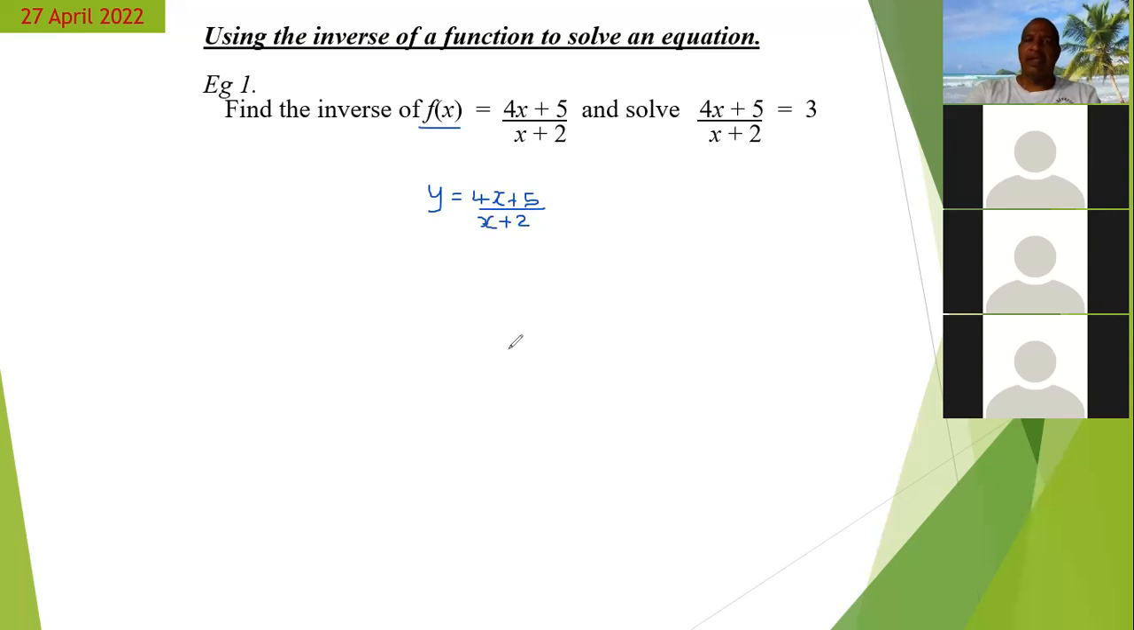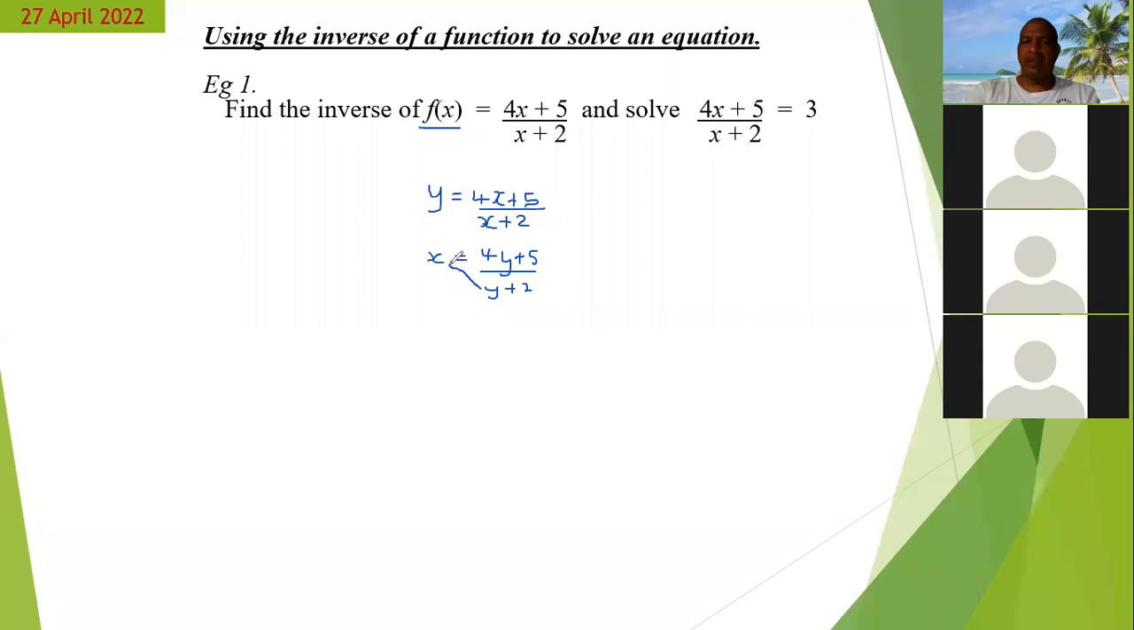Yes, sir. All right, so the next step is where you interchange. Wherever you have x, you replace it with y, and where you have y, you replace it with x. So now we will have x equal to (4y + 5) over (y + 2). All right. And then next, I put the x outside, so I put y + 2 in brackets.